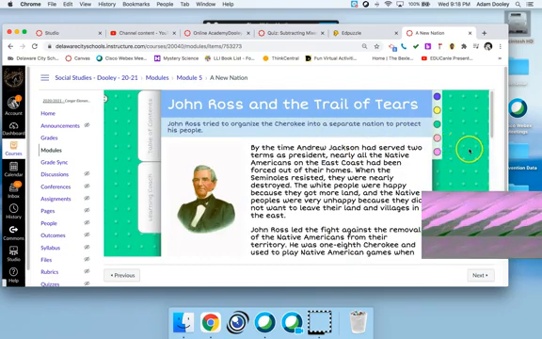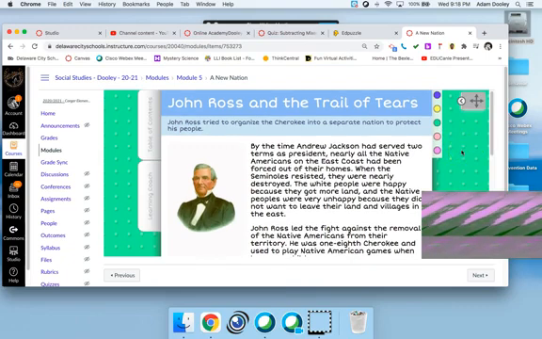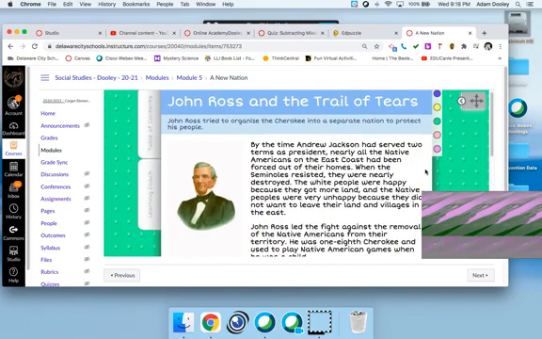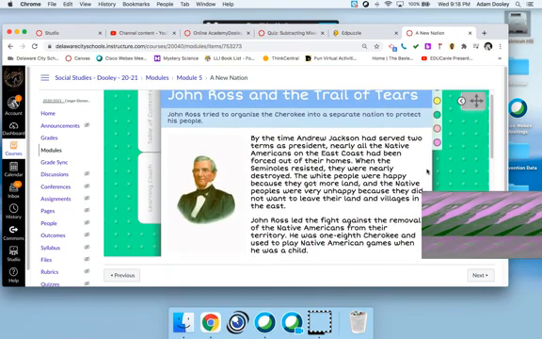John Ross and the Trail of Tears. By the time Andrew Jackson had served 2 terms as president, nearly all the Native Americans on the East Coast had been forced out of their homes. When the Seminoles resisted, they were nearly destroyed. The white people were happy because they got more land.